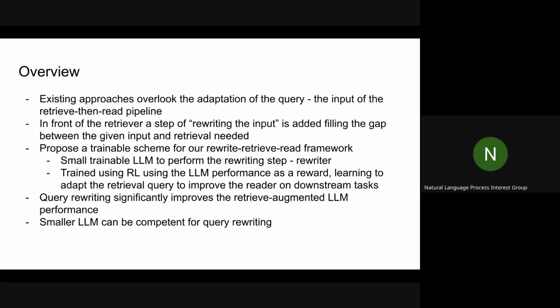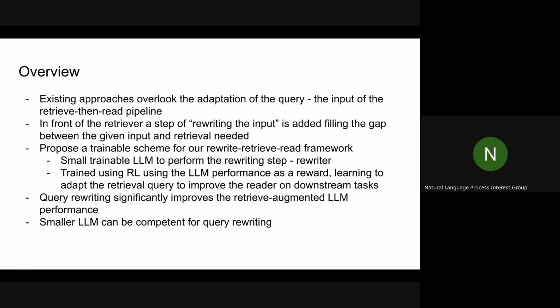Yeah, so existing approaches overlook the adaptation of the query. This is kind of the same thing, I think. In front of the retriever, a step of rewriting the input is added in order to fill the gap between the given input and what the LLM actually needs to retrieve to respond to the question. And this is their scheme, right? They have the small trainable LLM to perform the rewriting step. This is called the rewriter, and it's trained using RL, using the LLM performance as a reward, learning to adapt the retrieval query to improve the reader on downstream tasks.